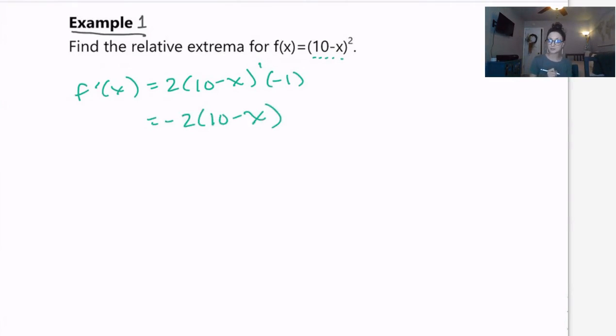So we're going to make a number line here. We want to find our critical points. This is never going to be DNE, so set it equal to 0. And let's make a number line.